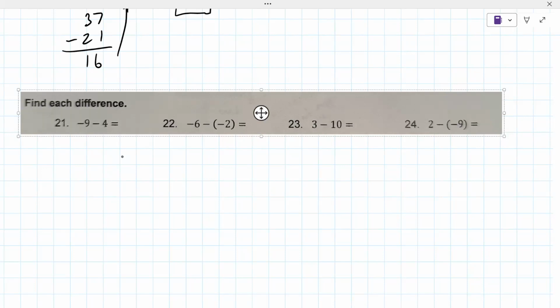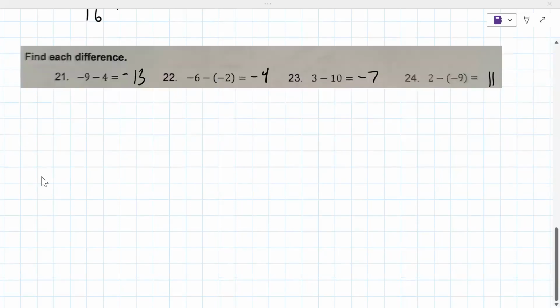Okay, so for 21 is negative 13. Good. For 22 is negative 4. For 23 is negative 7. Good. And then for 24 is 11. All right, try the next grouping of questions.